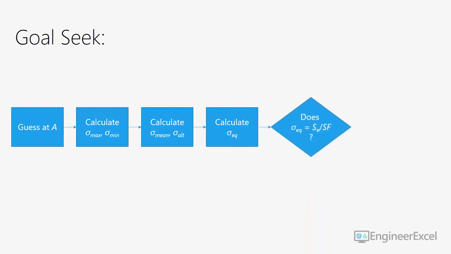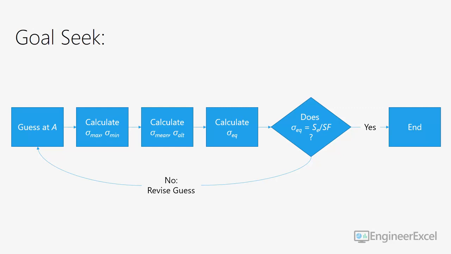Then we're going to do a check to see if the equivalent stress is equal to the endurance strength divided by the safety factor. If those 2 quantities are not equal, then we're going to use GoalSeek to go back and keep guessing at the area until they ultimately are equal, and at which point we'll have the area value that we're looking for, and we can end the GoalSeek routine.